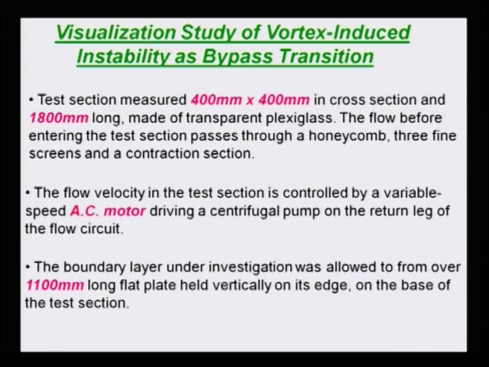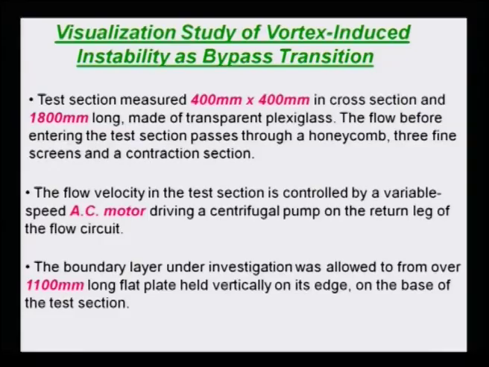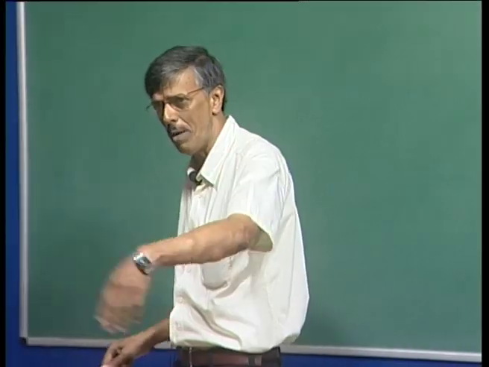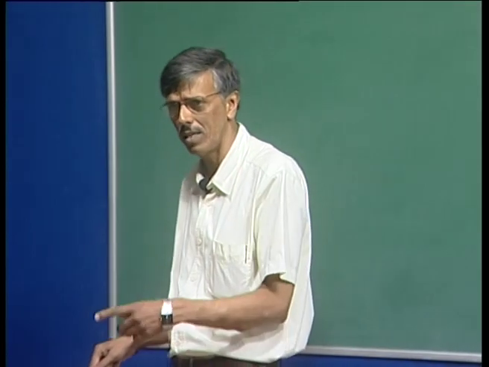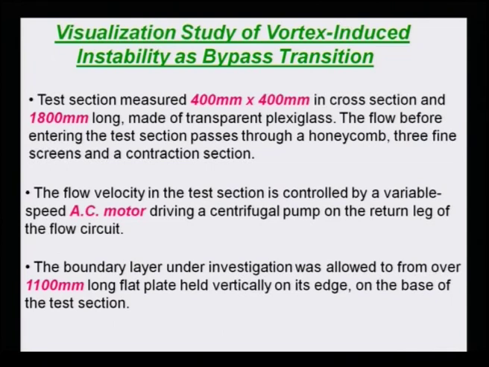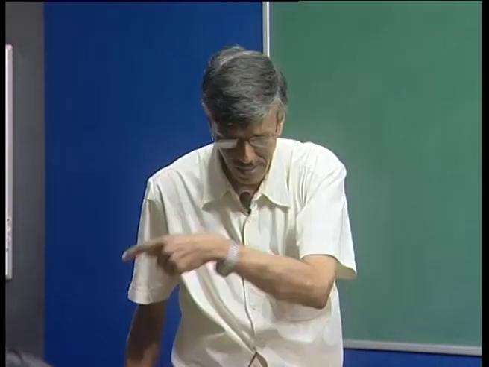And these are some of the details of the tunnel. The test section was not very big. It's just simply 40 centimeters by 40 centimeters. We had about 1800 mm long test section made of transparent plexiglass. The flow was made to be really quiet by passing it through a series of honeycombs and screens, apart from the contraction section itself. The flow velocity is controlled by an AC motor, which drives the centrifugal pump, because it's a water tunnel. So you have to spend power through this AC motor. That is kept on the return leg. So it's basically not in the same section, it's a recirculating one.